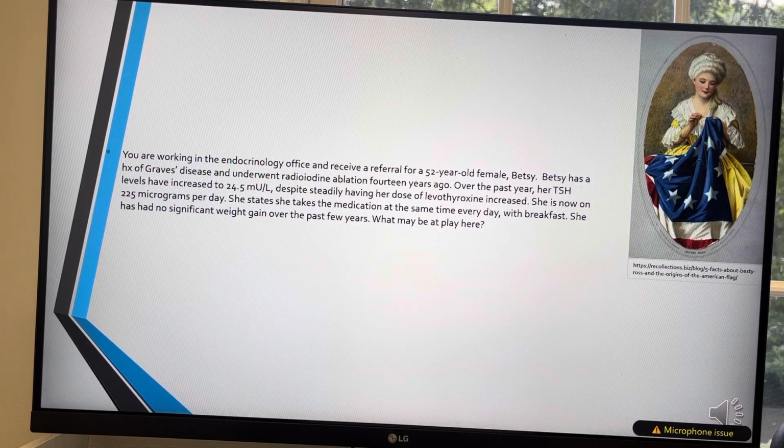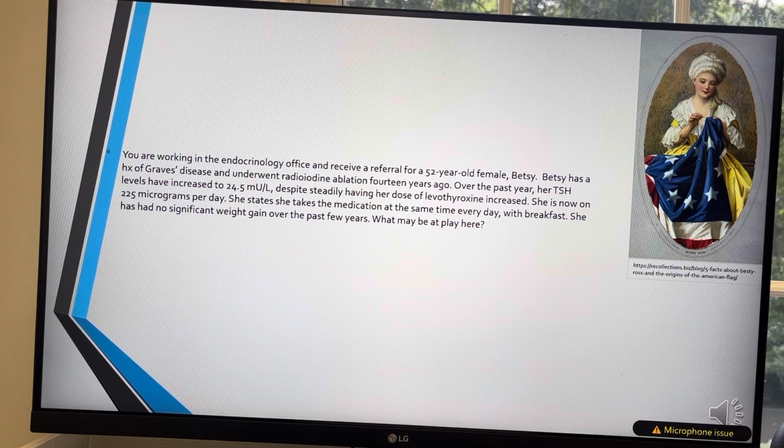Okay, please read over this, and we'll go over it in a second. Notice, we're cranking up the dose of levothyroxine. What would you expect to happen to the TSH if you're increasing the dose of levothyroxine? It should go down. That's not the case here. What may be at play?